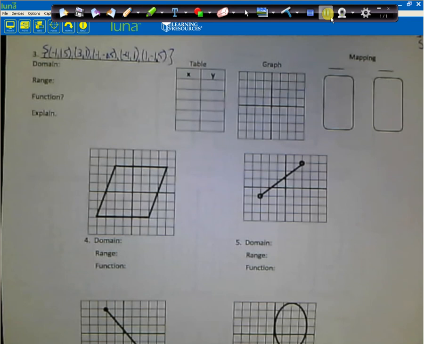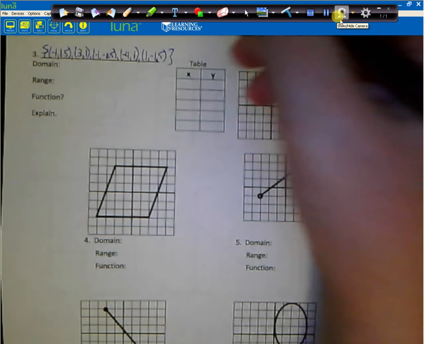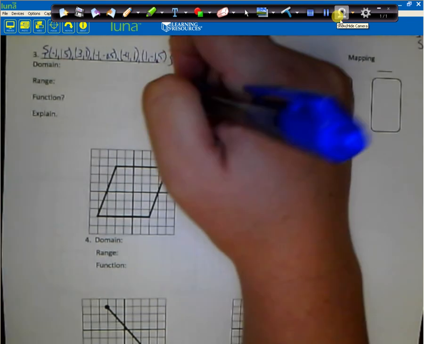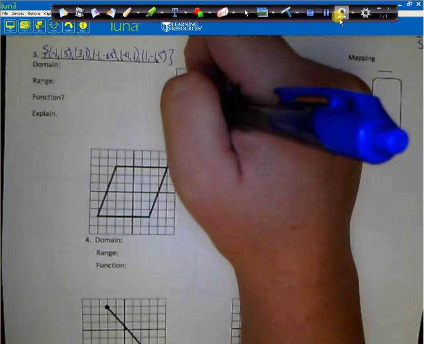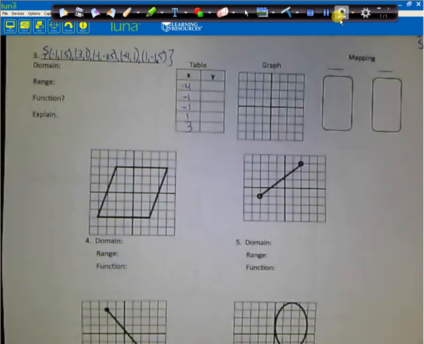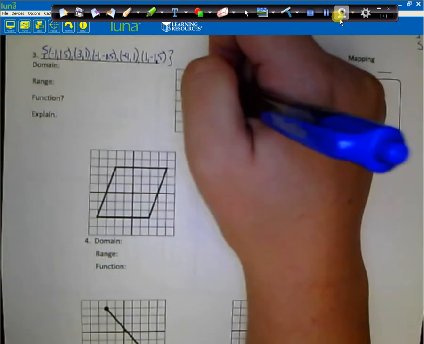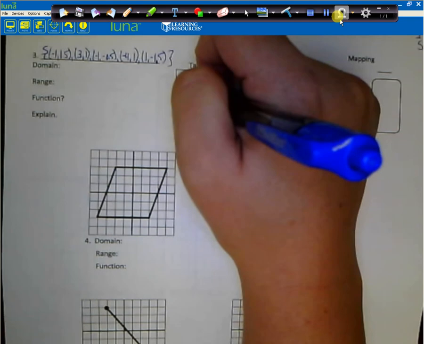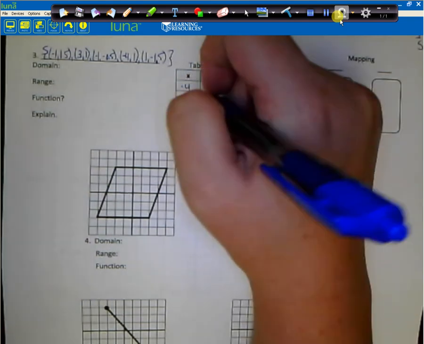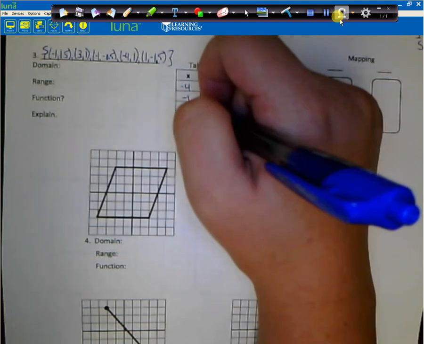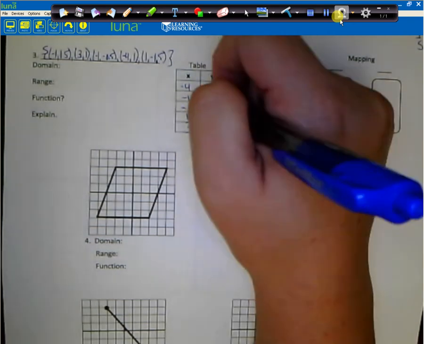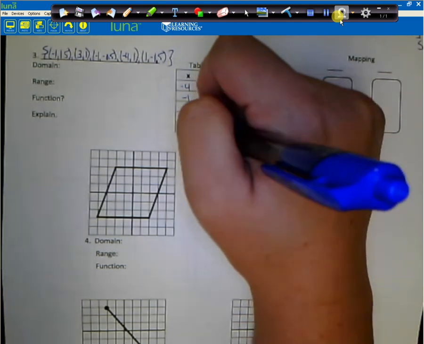All right, again, we're going to start with our table. Our X values here are going to be listed from least to greatest. So we're going to have -4, -1, -1, 1, and 3. And again, on a table, you do have repeating values on a table, just not on a mapping or domain and range. And we're going to put all of the Y's that go with each one of the different X's. So it's -4 and 1, -1 and -0.5, -1 and 1.5. And then 1.